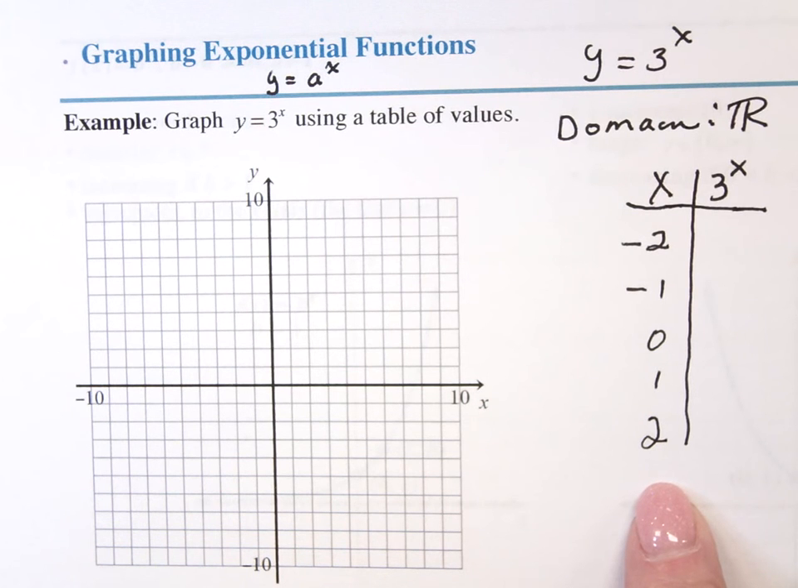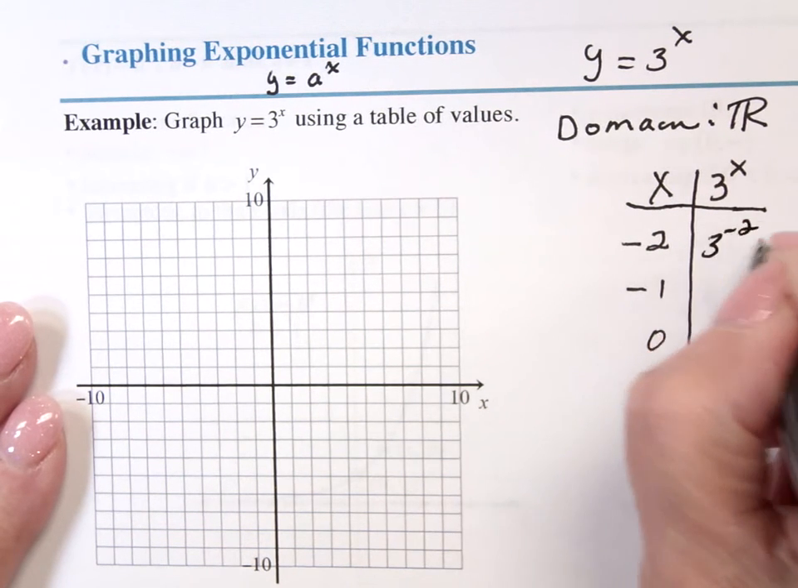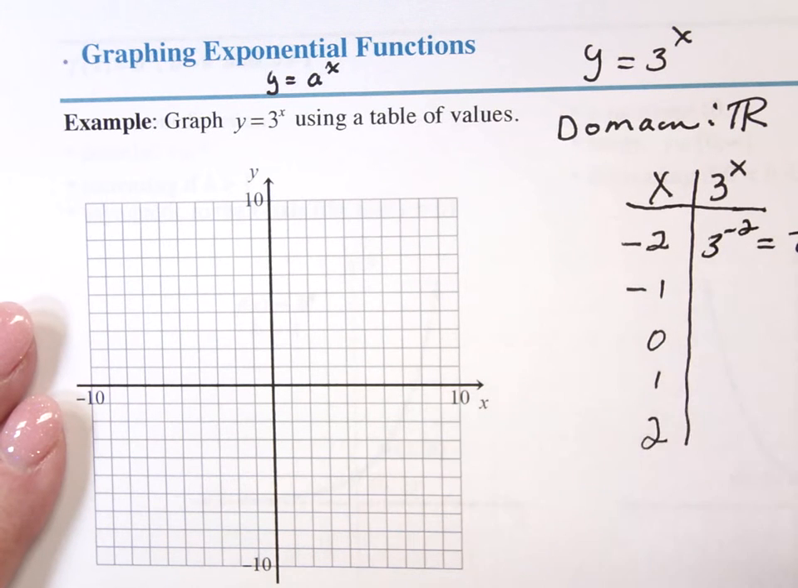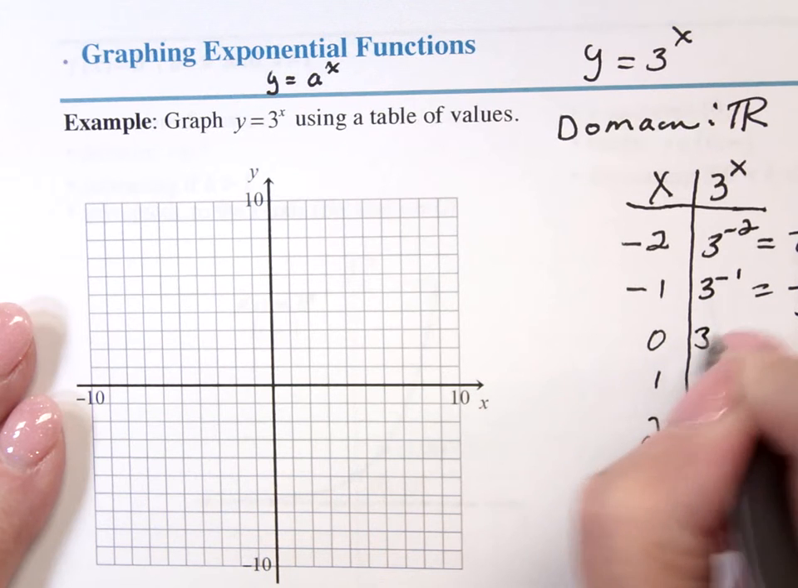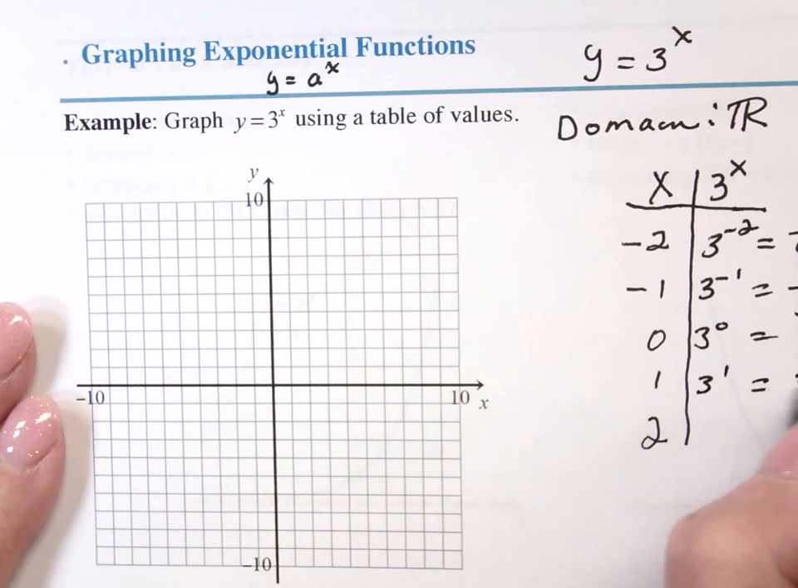Well, they don't know anything about transformational shifts. So in order to get the whole thing, they'd have to plot a heck of a lot more points. So this would be 3 to the -2, which is 1 over 9. 3 to the -1, which is 1 over 3. 3 to the 0, which is 1. 3 to the 1, which is 3. 3 to the 2, which is 9.